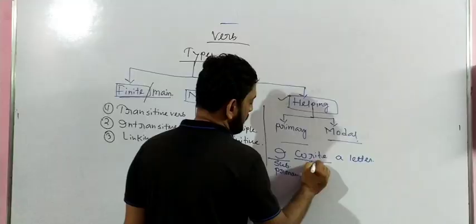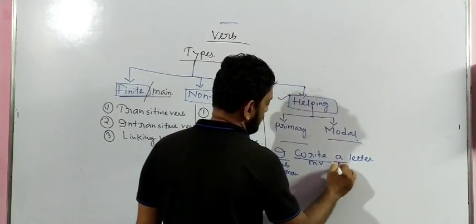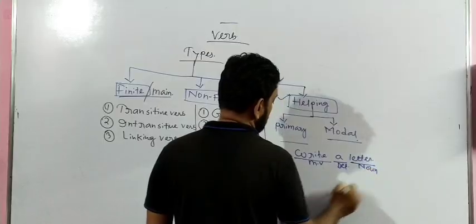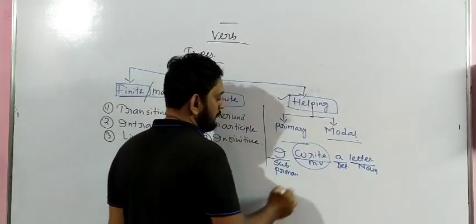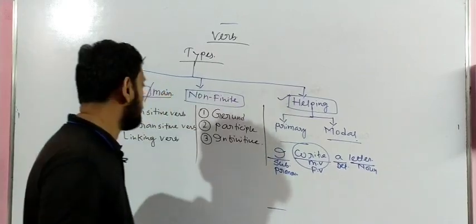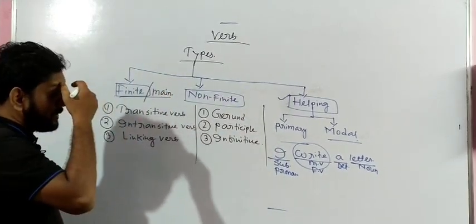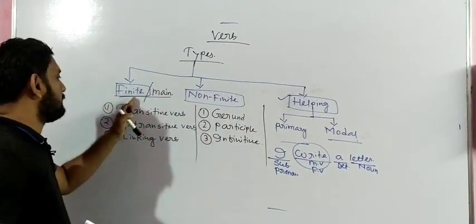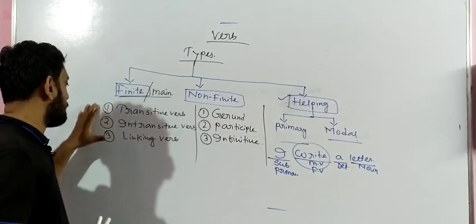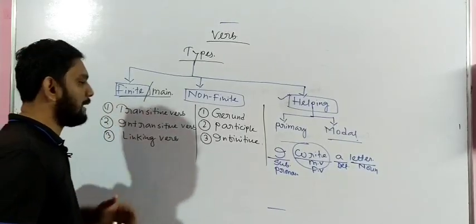And write is the main verb, a is a determiner, or you can say article, and letter is a noun. So this one is the main verb, and this main verb is also known as the finite verb. Okay, got my point? Finite verb. Now what I said before, that the finite verb or the main verb are the same thing, and it is divided into three parts: transitive, intransitive, and linking.